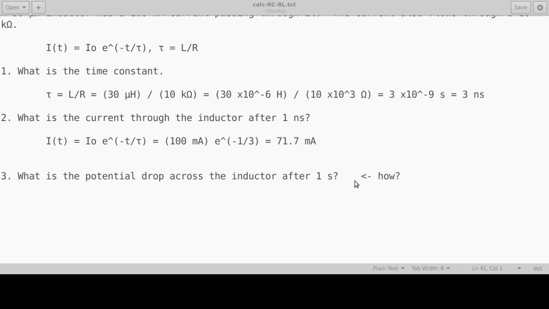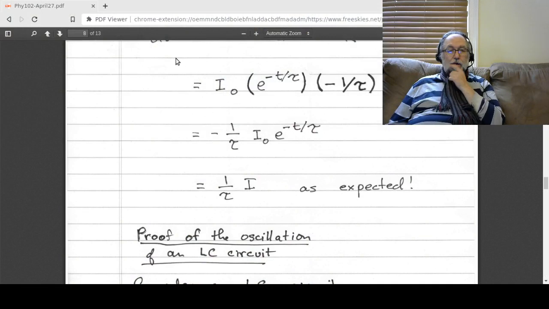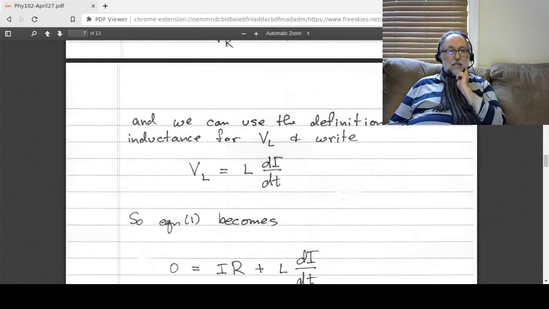Well, let's take a look at the last question. What is the potential drop after 1, and that should be 1 nanosecond. All right, 1 nanosecond like that. And well, let's take a look at potential drop here. All right, so if we go back to our notes, and you take a look at what the potential drop is across an inductor, the potential drop across an inductor is the inductance L multiplied by di by dt. Okay, so remember that equation. I'm just going to type it very quickly.